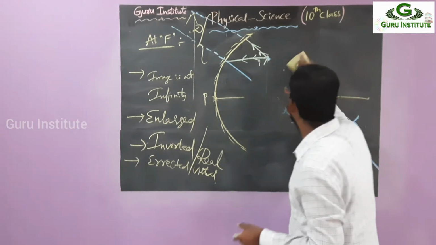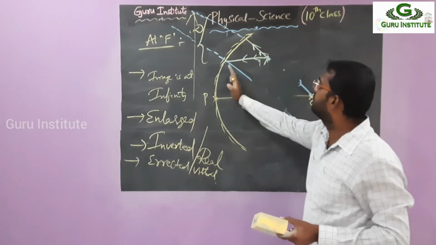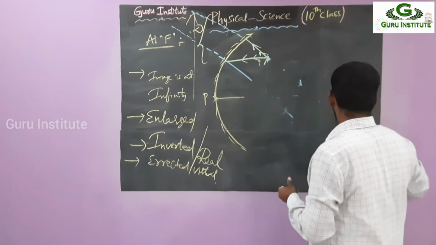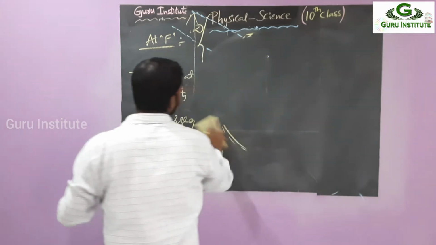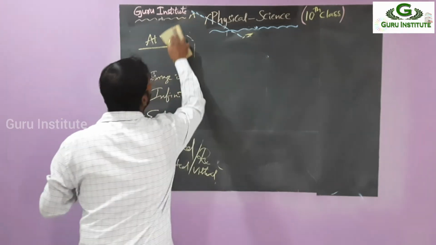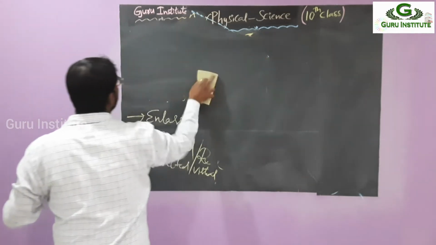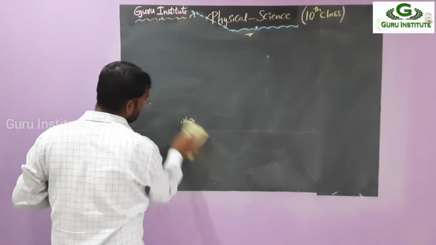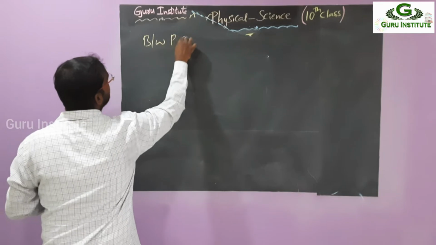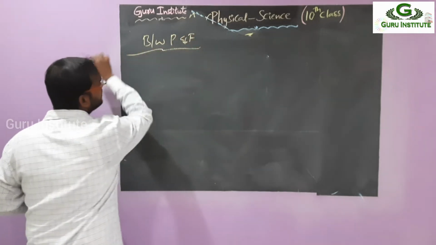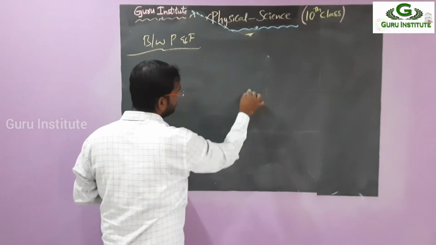Great. And the final case, now F is over, then we have to take the object between P and F. Coming to the final case between P and F. Between P and F means between pole and focus. This is also an important case. So see here.